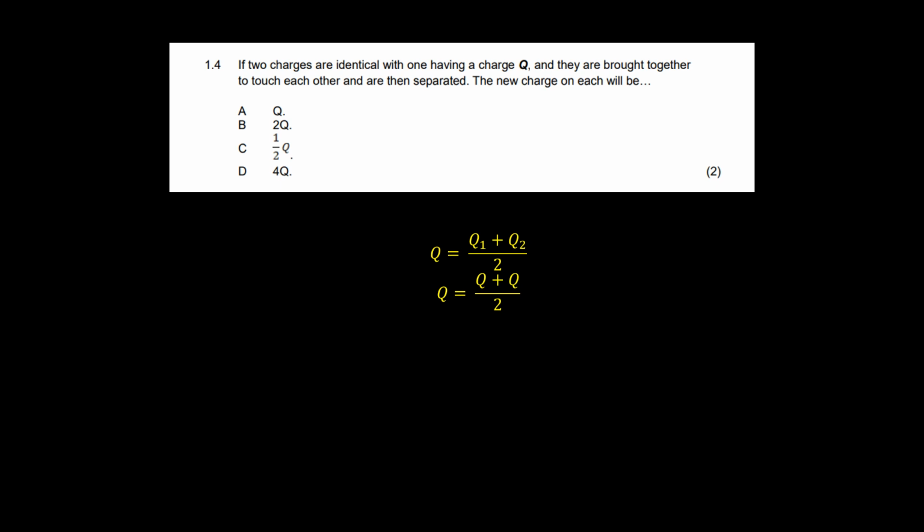Q plus Q is just 2Q. This means that we'll end up having 2Q divided by 2. And 2Q divided by 2 is just Q. This means that the final charge amount of each charge is Q. So the answer, or the correct answer, is A.